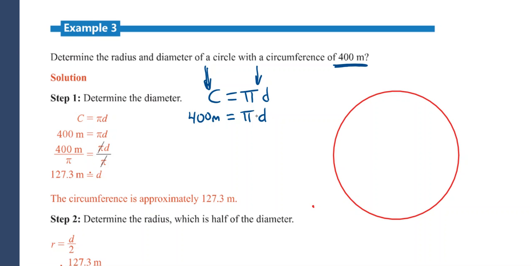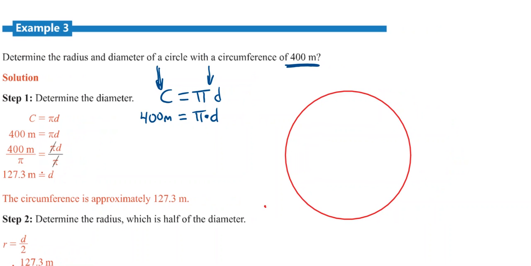So if I want to get rid of that pi, right now that pi is being multiplied by the diameter. So what's the opposite of multiplying? Dividing, right? Let's go through that for a second. The opposite of multiplying is dividing. The opposite of adding is subtracting, right? Those are the two inverse operations of each other.